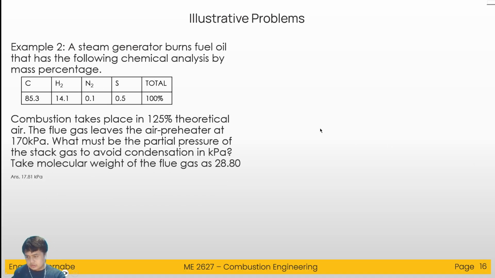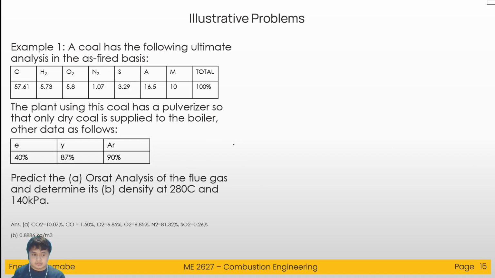Hey, hi everyone. For this first example, we have the given ultimate analysis for the boiler, but it should be noted that the fuel is dried before it is supplied to the boiler, and we have the data for the excess air, the partially burned carbon, and the ash content of the refuse. So we want to predict the Orsat analysis of the flue gas and determine its density at this given temperature and pressure. Okay, so how do we do this?